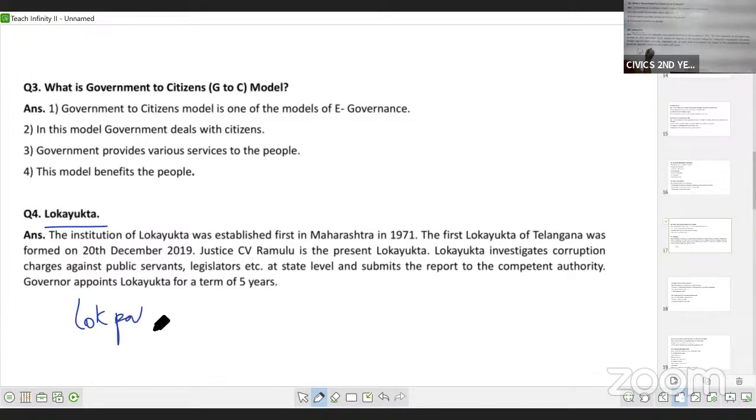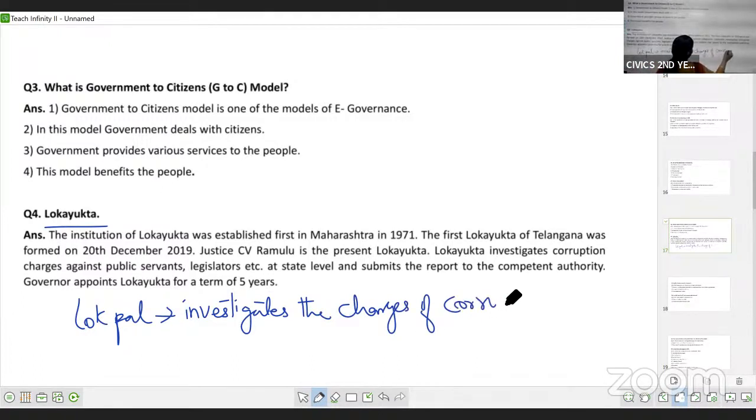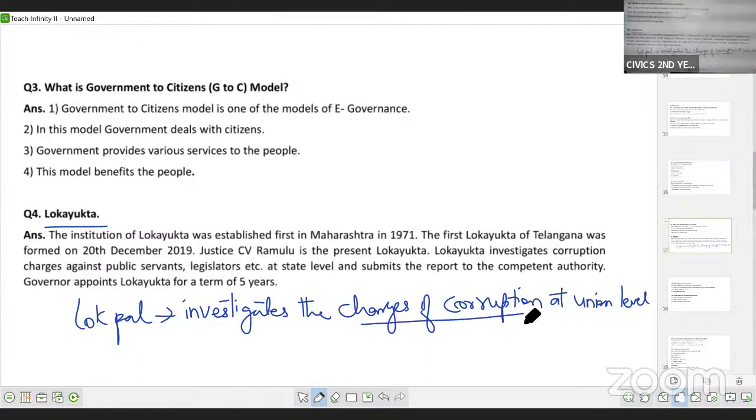Lokpal. It inquires or investigates the charges of corruption at union level. Lokpal will investigate the charges of corruption at union level. That is your Prime Minister, the Council of Ministers, members of Parliament, or the central government employees. If there are charges of corruption against them, that inquiry is done by the Lokpal.